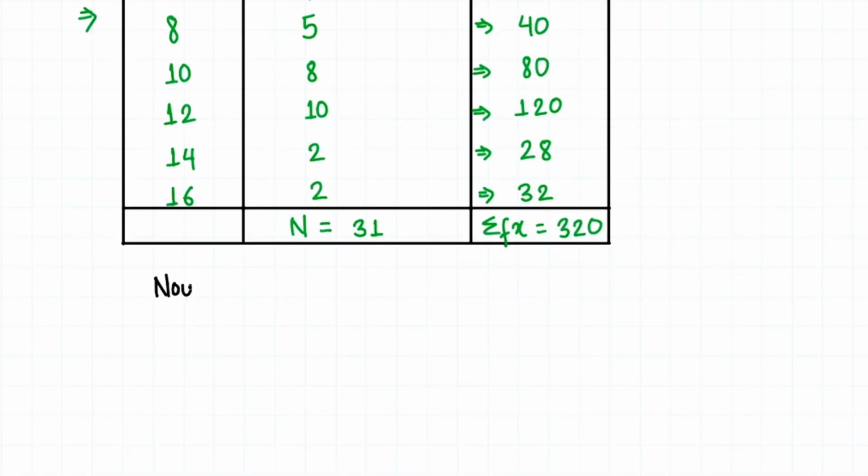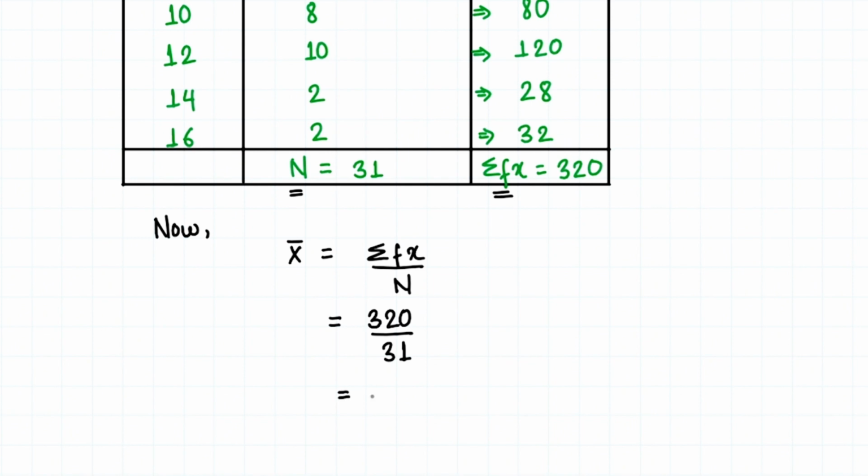Now, our mean is going to be, mean is equal to, we know that the mean is sum divided by number, right? And we know in case of discrete data, the sum is summation fx, and the number of items is still n. So our mean is going to be summation fx divided by n, which is going to be equal to, we have our summation fx as 320 divided by our n is 31, which is going to be equal to 10.32. And that's our mean.